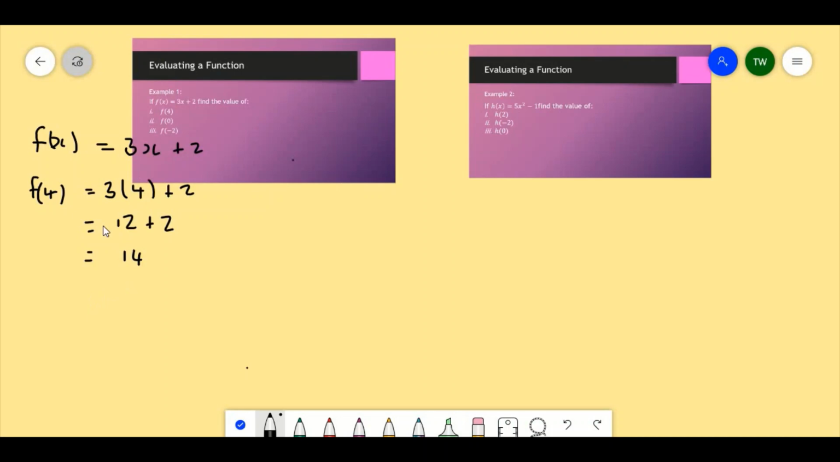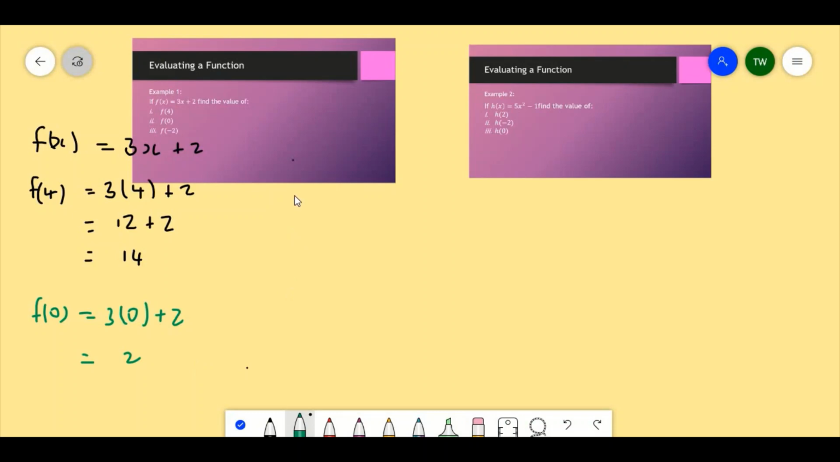Now we want to find f of 0. So now we know that f of 0 is going to equal the function that is given, which is 3x plus 2. So we're going to write 3, but instead of putting back x, we're going to replace x with the value 0. So we're going to put 0, and then we put back our plus 2. So 3 times 0 is 0, and 0 plus 2 is just 2. Therefore, f of 0 is equal to 2.